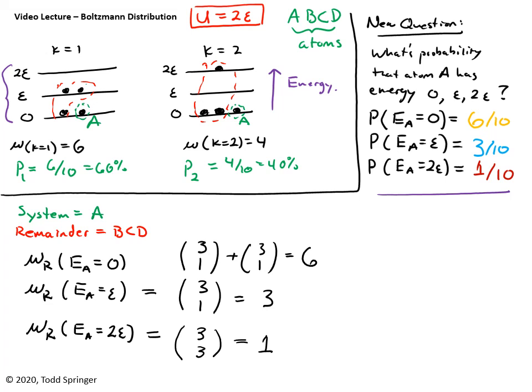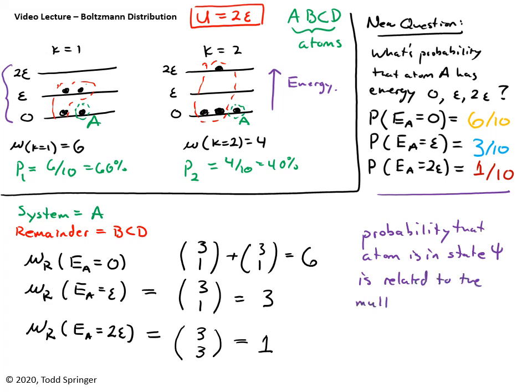And you see the numbers that we're getting here are exactly the same numbers that we got before just by counting. So the probabilities here are related to the multiplicity of the remaining part of the system when that atom is in a particular state. And that's the idea that we want to make more quantitative. So the probability that an atom is in some state, let's call it psi, is related to the multiplicity of the rest of the system, or the remaining part of the system, in this configuration. Okay, so now let's go away from this toy example and try to do a more rigorous example involving maybe many particles, but the idea is going to be the same.